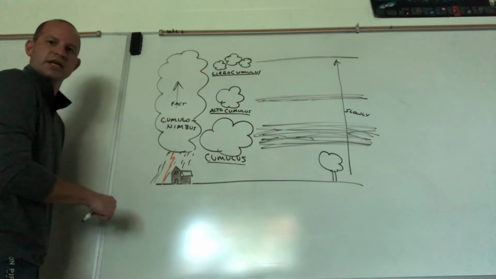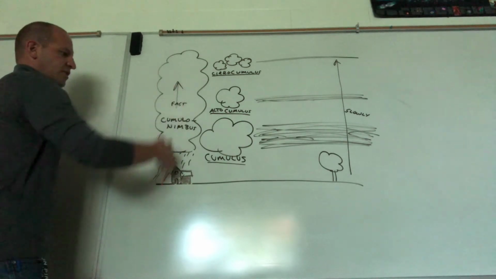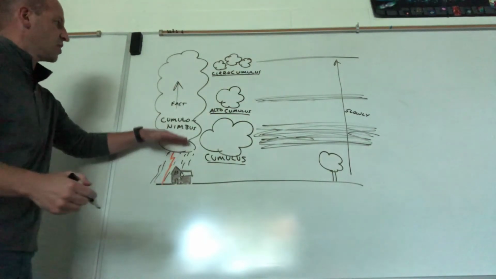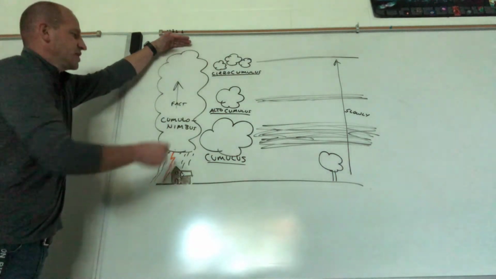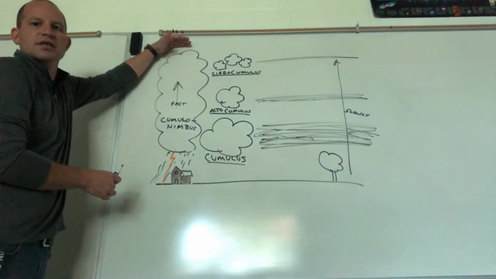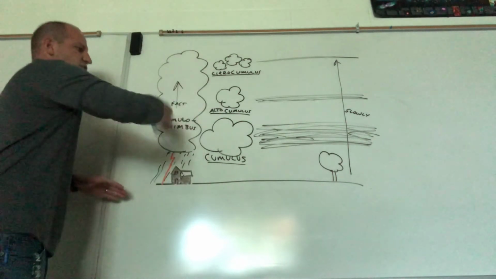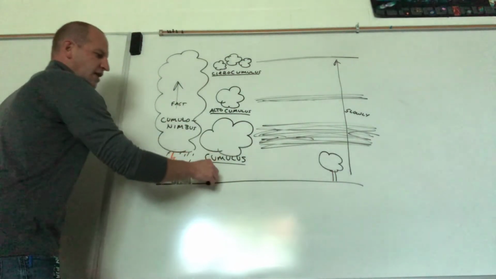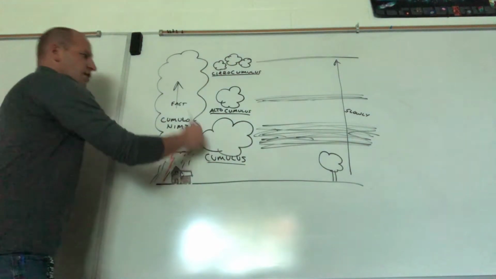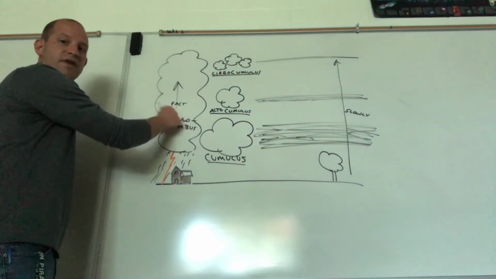I have a nice bolt of lightning here. So this is my thunderstorm cloud. You'll notice it starts down low and grows way up high. That's because the air is rising extremely fast, and so it forms a vertically developed cloud. So far we have four cloud types. All have the name cumulus because they're all puffy, because they all have air rising fast.